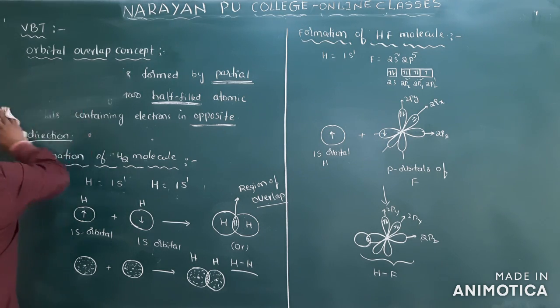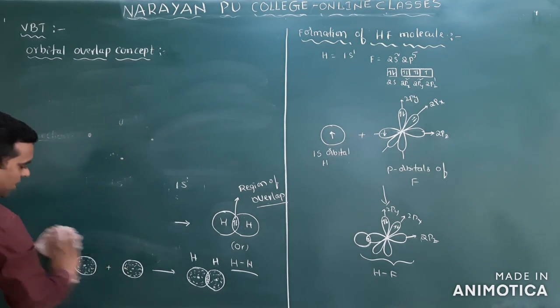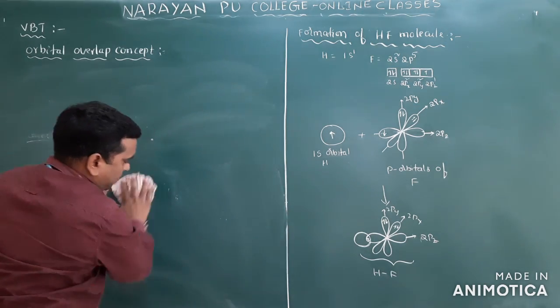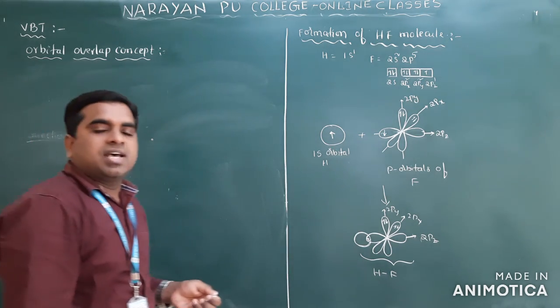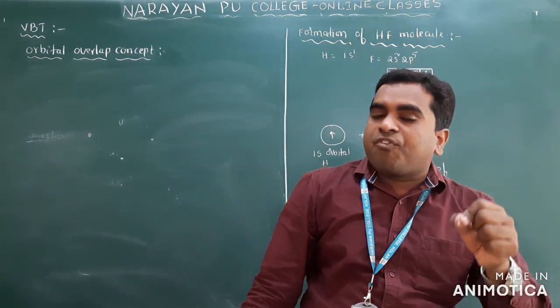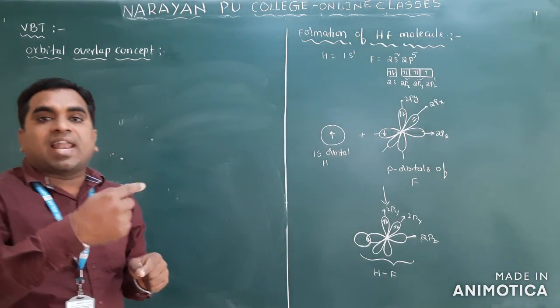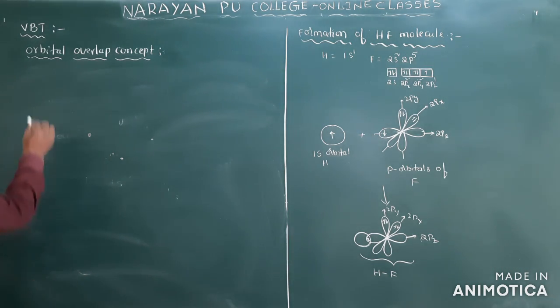Another one I will write here: formation of F2 molecules. Clear? See, this is the overlapping concept. Have you understood or not? What is the overlapping concept here? Partial overlapping takes place between the two half-filled atomic orbitals containing electrons in opposite spin or opposite directions. Clear?